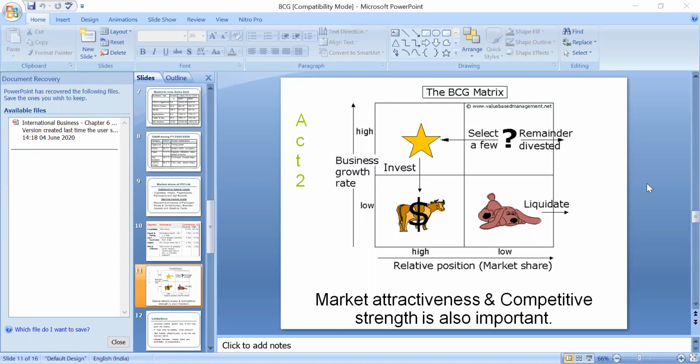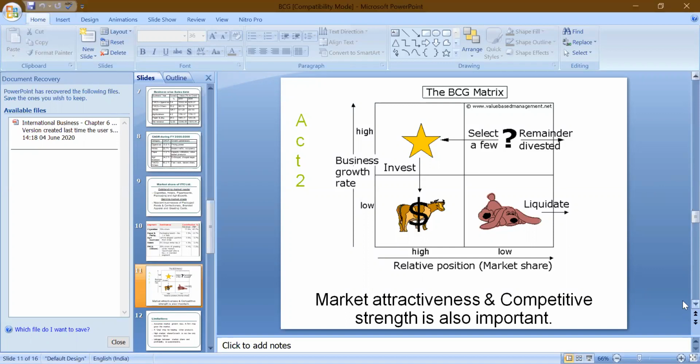Now, let me provide you with examples of an organization so that it becomes much more relevant and much easier for us to contemplate. To make it easier, I have taken an organization, ITC, Indian Tobacco Company.